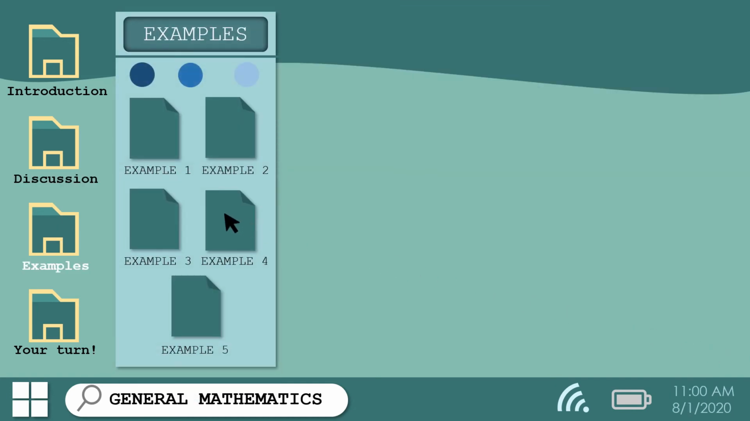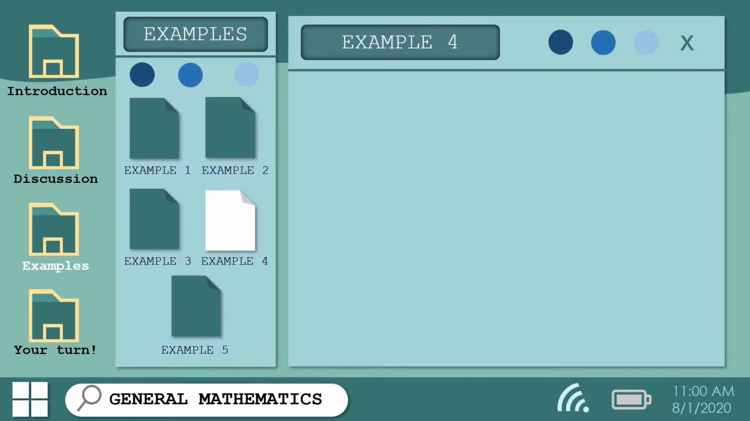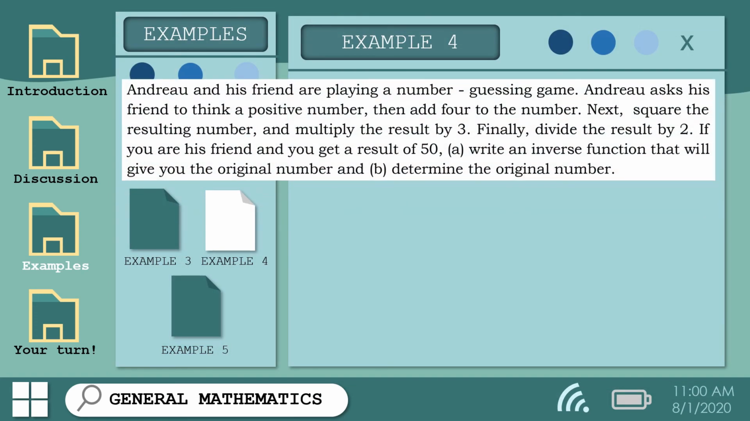Example number 4. Okay. Read and analyze natin yung problem. Andrew and his friend are playing a number guessing game. Andrew asked his friend to think a positive number. And let's say yung positive number na yan represents yung x. So, sabi niya, add 4 to that number. So, x plus 4. Next, square natin yung resulting number. Then, mag-multiply tayo ng 3. Finally, we divide the result.